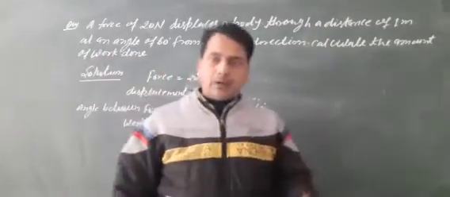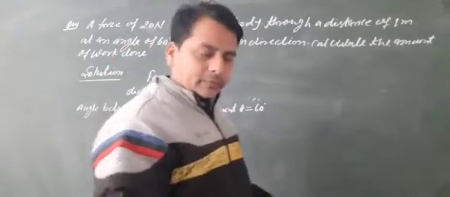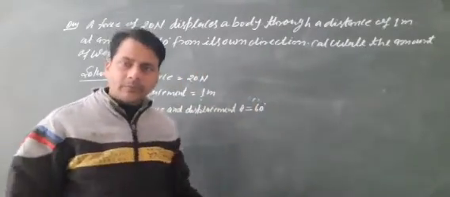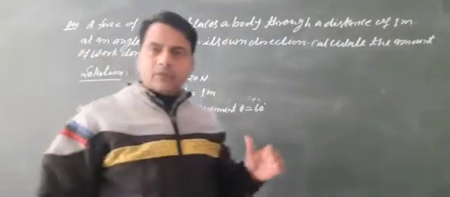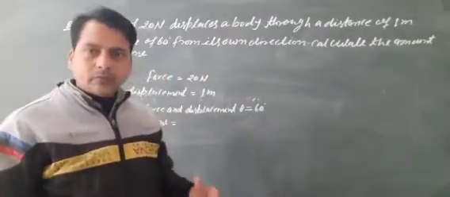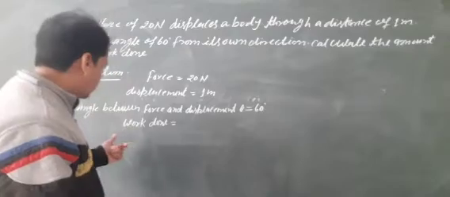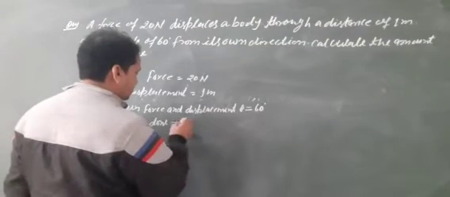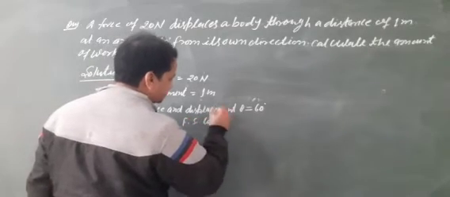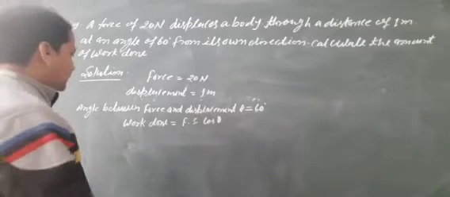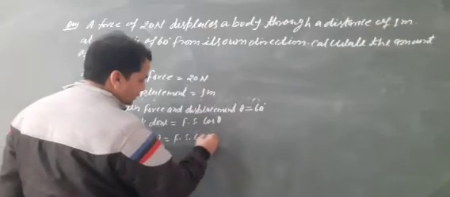We know that if the force acts on an object and the object is not displaced along the direction of the force, then work done equals force into displacement along the direction of the force into cosine of the angle between the force and displacement. So use this formula, W equal to F into S cos theta.